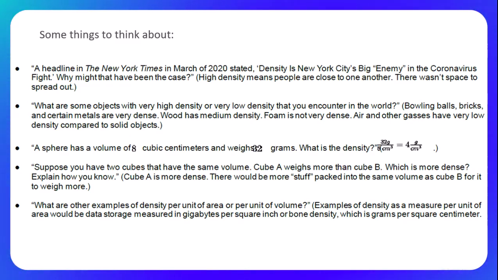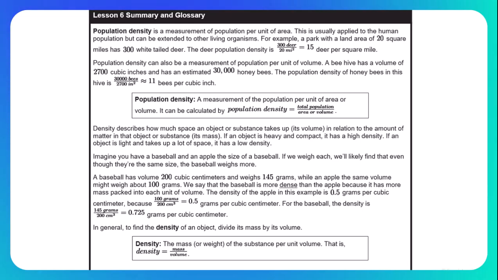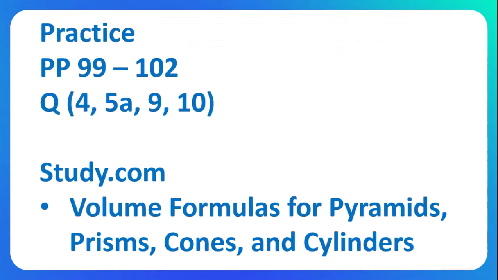Some things to think about. Read through this and then go to your summary and glossary. There's not going to be a lot tested over this, but we need to know about density, population density, and the mass and volume weight. There's not going to be a lot of questions over that, more population density. Practice these problems on pages 99 through 102, question 4, question 5A, question 9, and question 10. Answer those in your workbook.